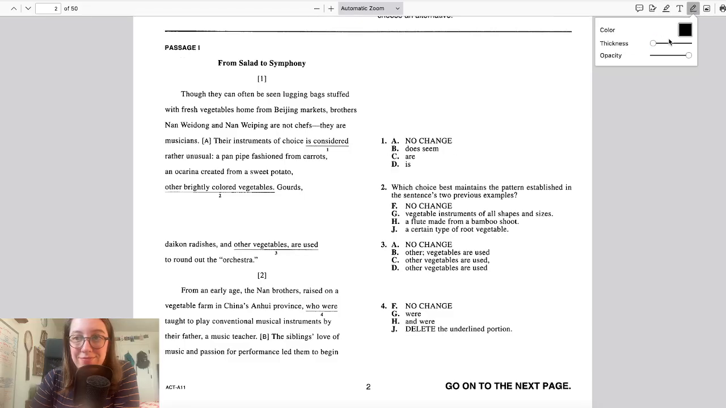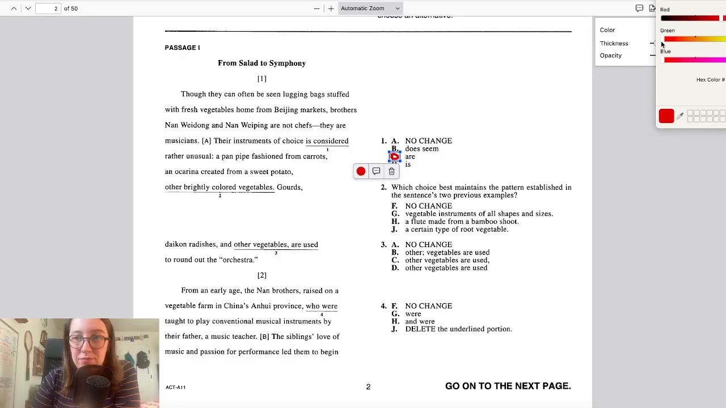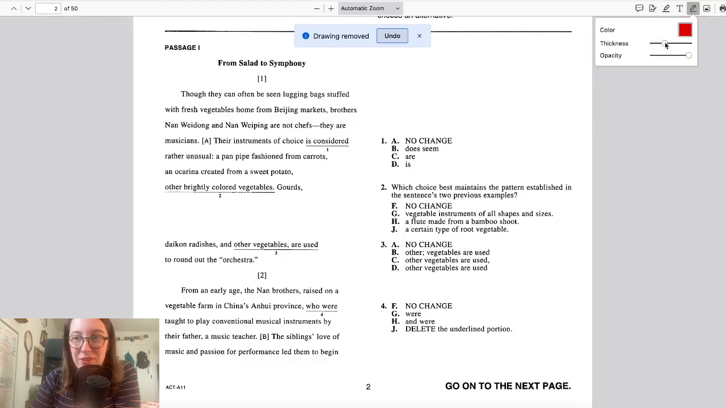I'll just draw it. Let's see here. We'll use red today. There we go. Maybe a little thicker than that, right? Oh, too thick. All right, there we go.